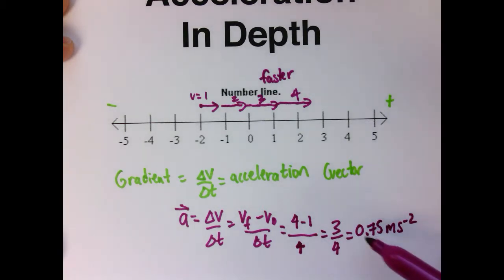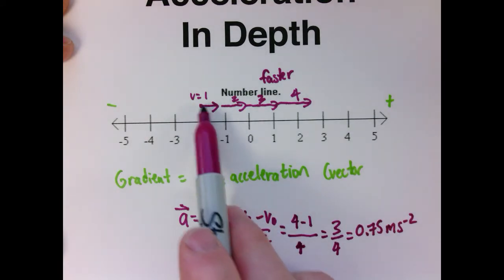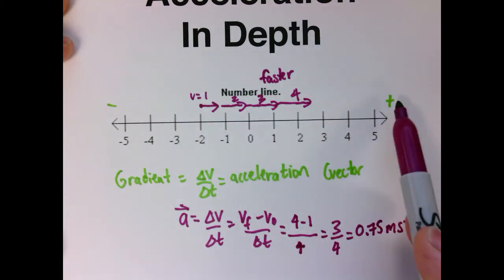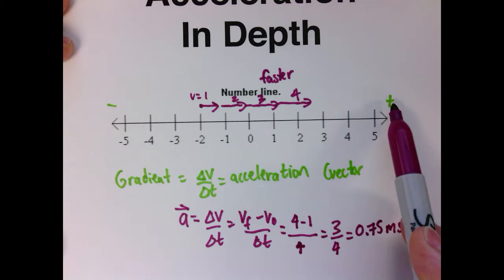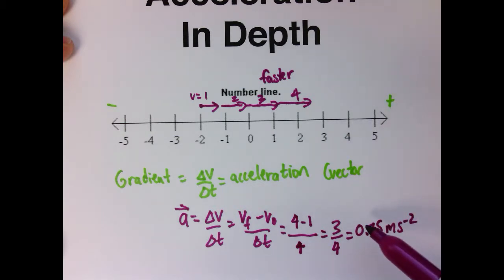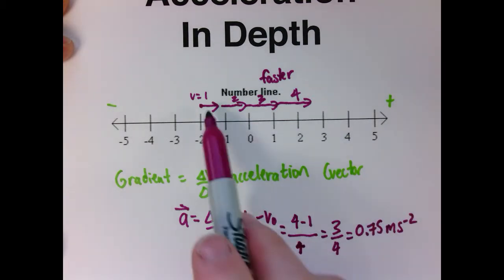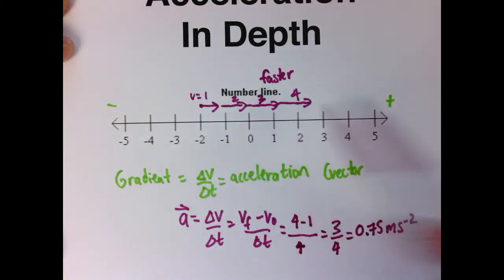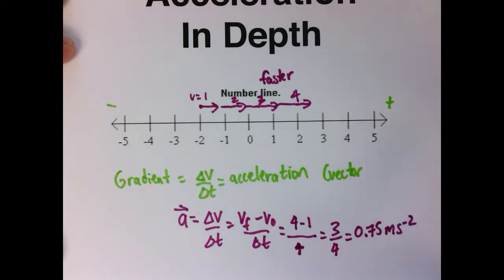Notice the sign of it is positive. In this particular case, it is getting faster in the positive direction. The acceleration is positive. It's getting faster in the positive direction, so its acceleration is positive. The definition of the direction of acceleration is the direction that the object is getting faster.